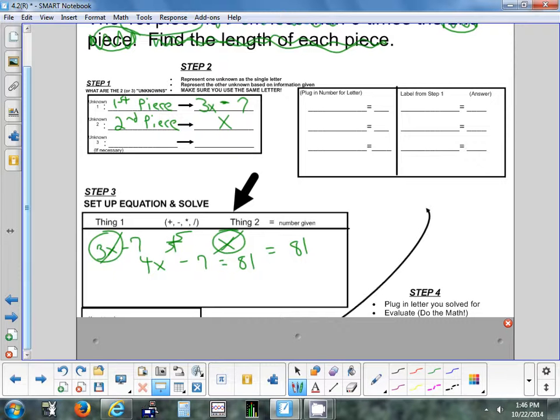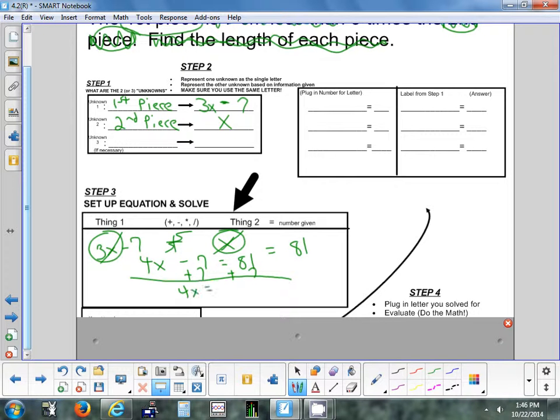81 divided by negative 7. Not yet. Which, out of these three things, which thing is different? The 4x. Leave him. Don't move him. He's going to stay. Plus 7. Plus 7. Nice job, Joe. Plus 7, plus 7.